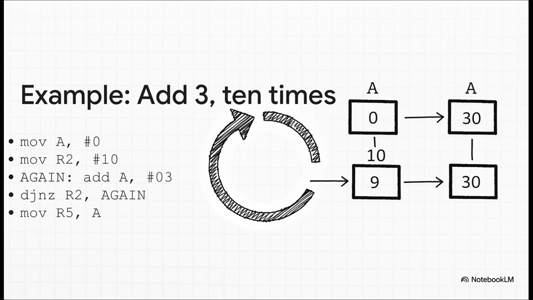Then we have a label called again. Here, we add 3 to the accumulator, and then comes the magic part. DJNZ R2, again. That one single line is the engine that drives this entire loop.